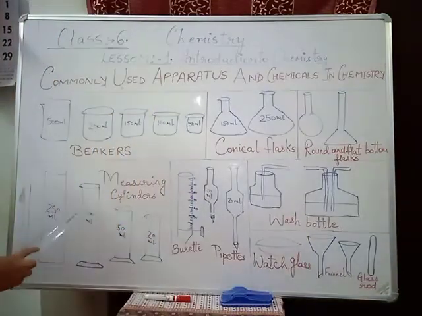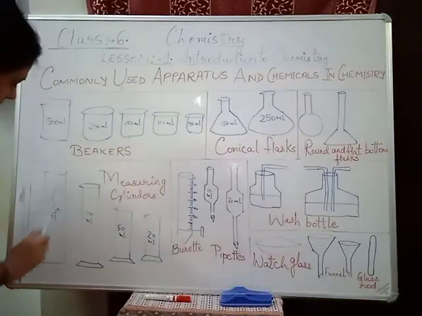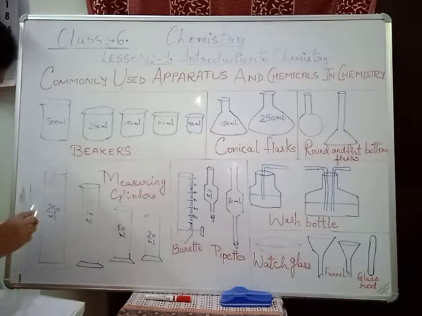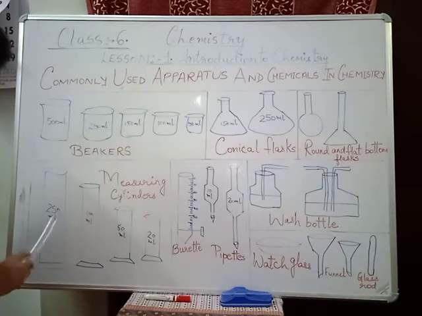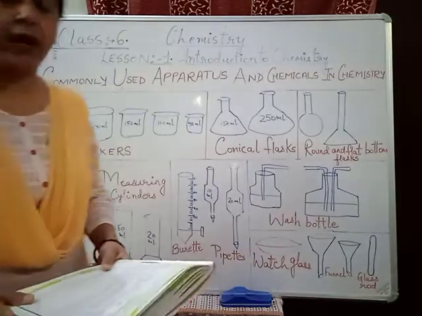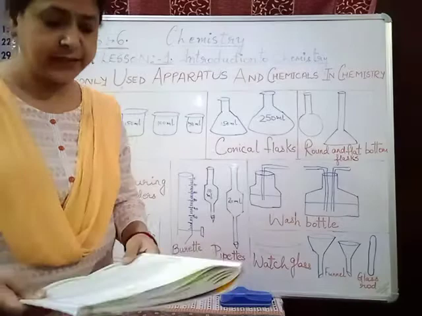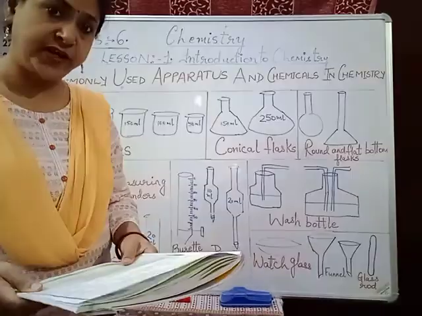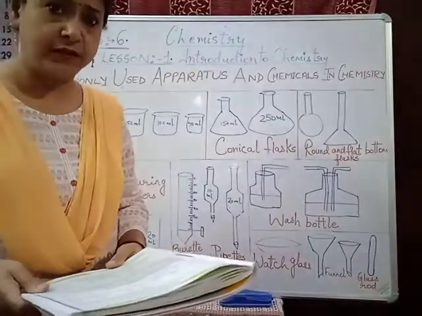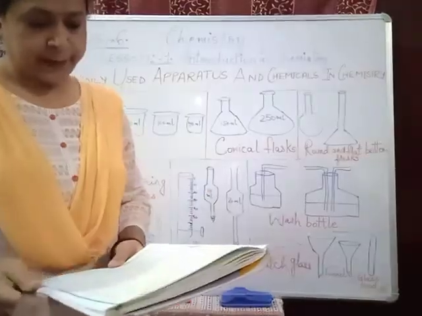So children, these are measuring cylinders. They are all in the shape of round bottles, and they are 250 ml, 100 ml, 50 ml, 20 ml and 1000 ml, that is 1 liter also. These measuring cylinders measure the liquid or the chemical in the laboratory.